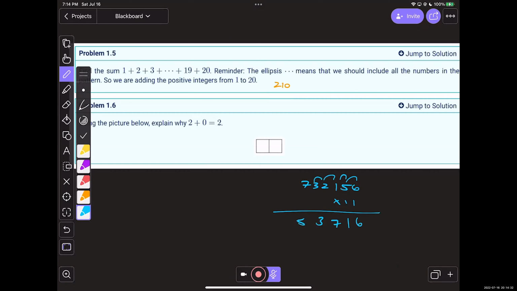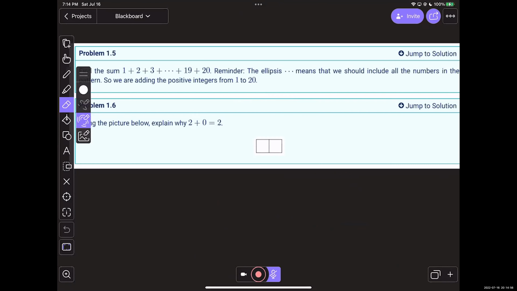3 plus 2 is 5. 3 plus 7 is 10. Carry the 1. 7 on its own now, plus that 1 that you carried is 8. So your answer here is 8,053,716. So that's another example of how you could do this. But yeah, that's another trick that you could do.